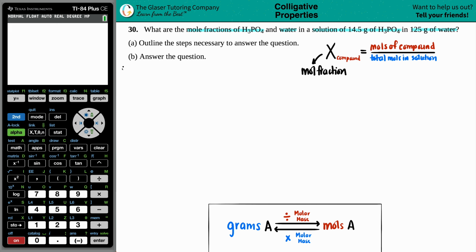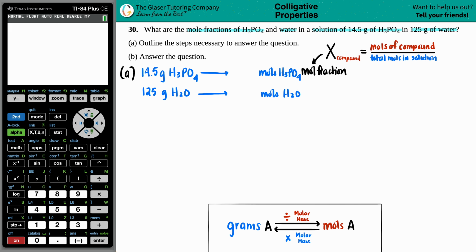So, for letter A, maybe I'll give a little bit of room here. For letter A, the first thing we have to do is take the 14.5 grams of H3PO4 and convert it into moles of H3PO4. Then the next thing you have to do is take the 125 grams of H2O and convert it into moles of H2O. So maybe I'll start part B down here.